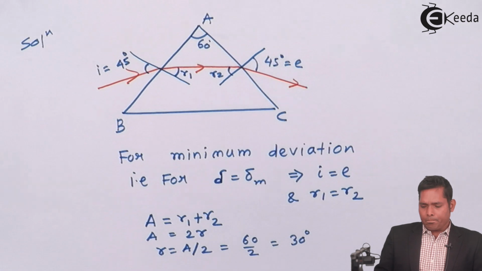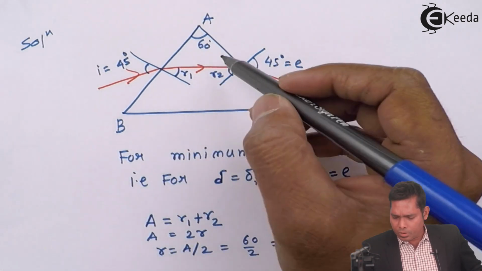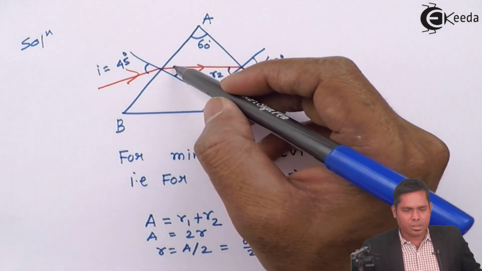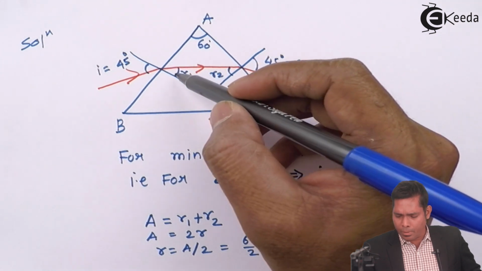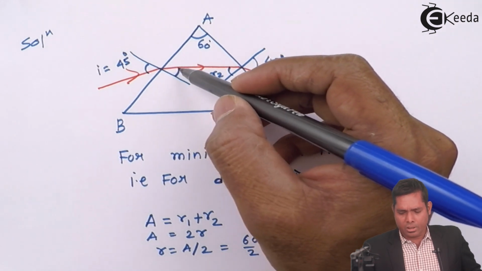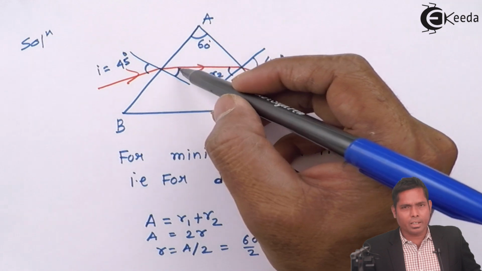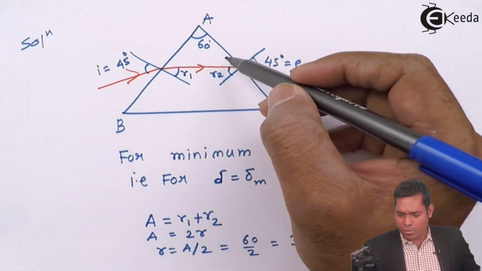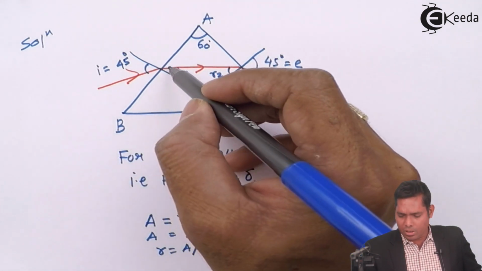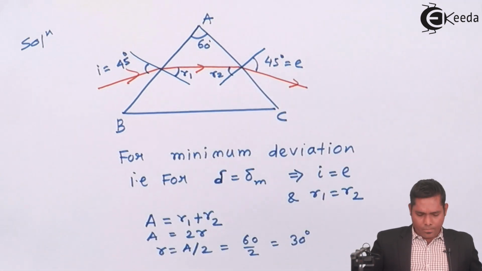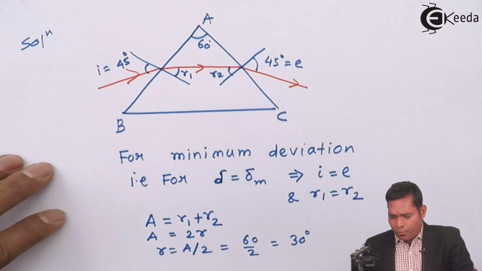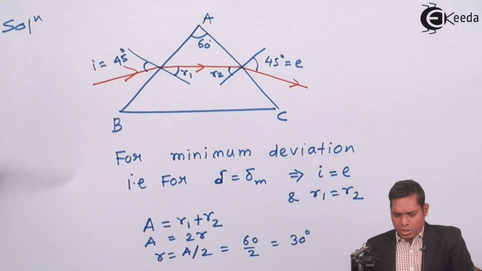Now because this is parallel, this angle is 60 and this angle will be obviously 60, because this angle is 30 and therefore the total angle should be 90, so this should be 60 and this should also be 60. So this is 60, this is 60, this is 30. Now you have to find the angle of minimum deviation and the refractive index of the prism material.